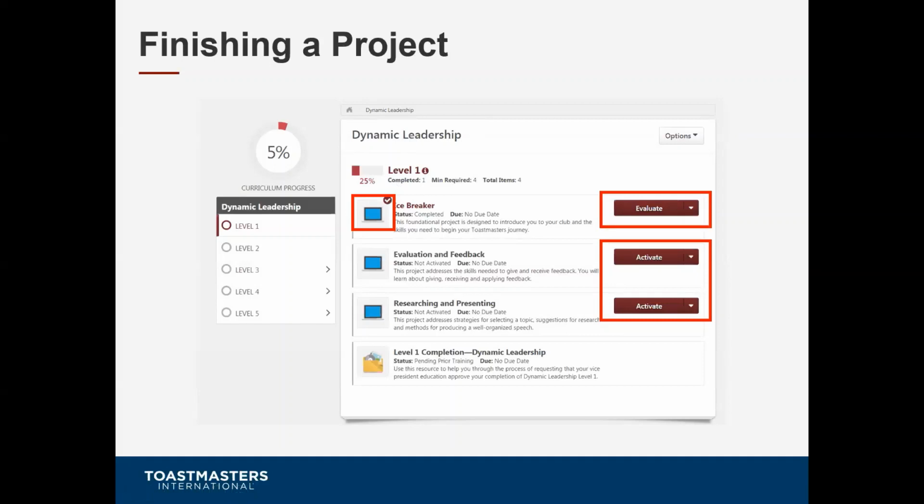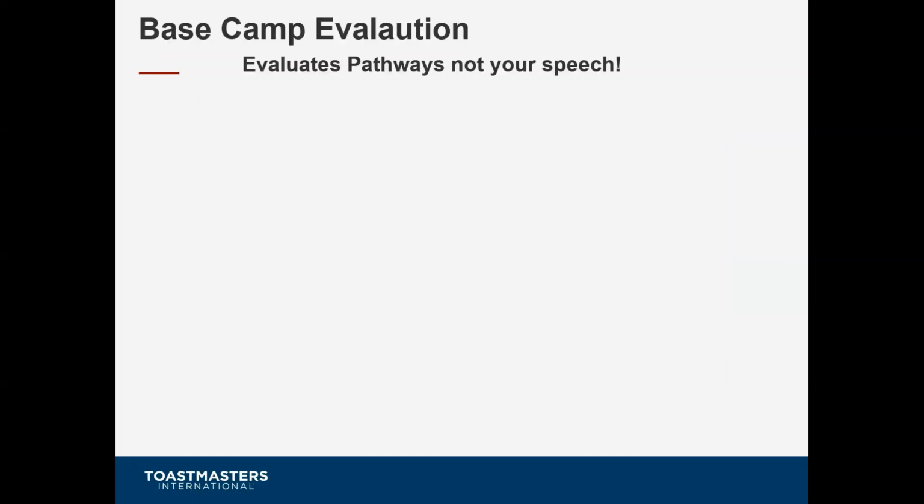Importantly, the launch button will change to the evaluate button. And we'll have a look at what that evaluate button means. So this evaluate button is not an evaluation that you'd get in the club or linked to the speaker's evaluation. It's the evaluation of the Pathways project to Toastmasters. It's really important that we fill these in so that Toastmasters International can take that feedback on board and adapt Pathways to best suit its members. If they don't know the feedback, they can't improve it.